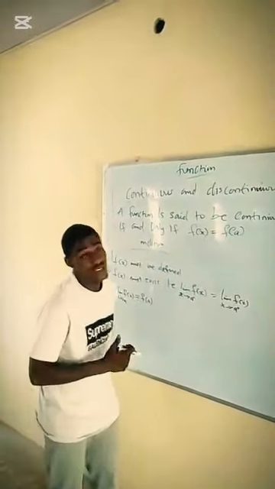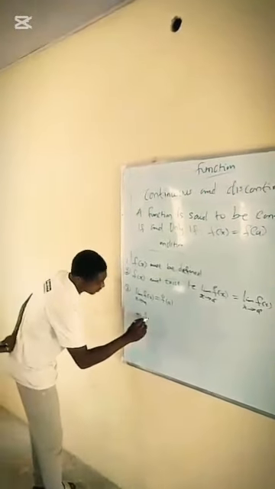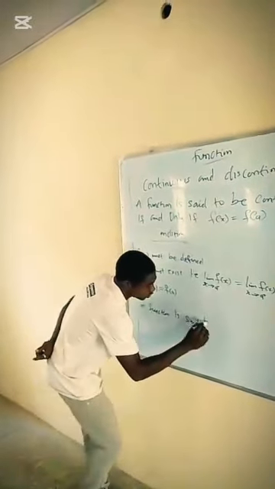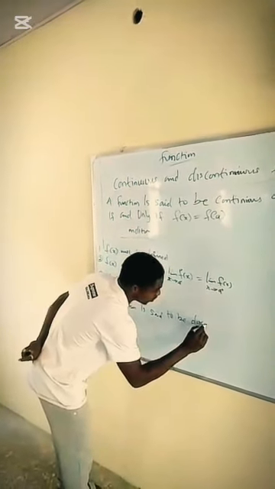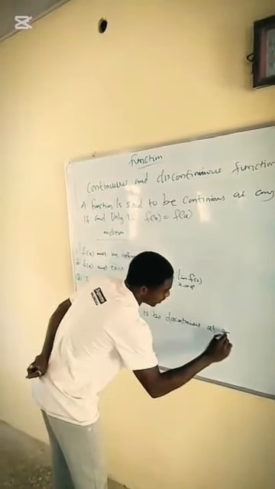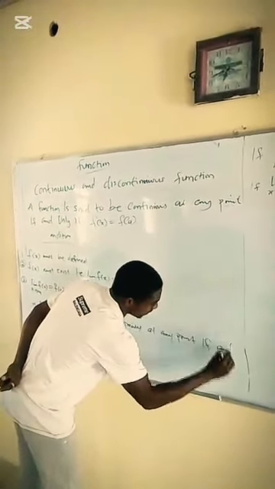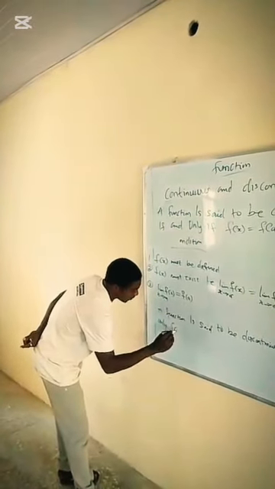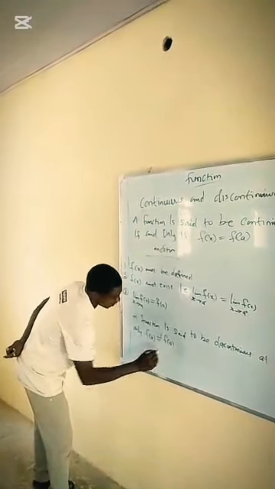So what is a discontinuous function? A function is said to be discontinuous at any point if and only if f of x is not equal to f of a.